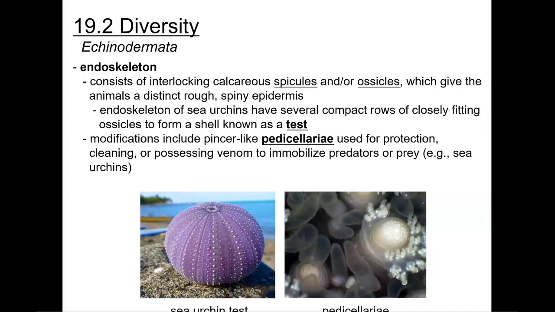Modifications are going to include pincer-like pedicellariae, which are going to be used for protection, cleaning, and possessing venom to immobilize predators and prey. So think of sea urchins with these.